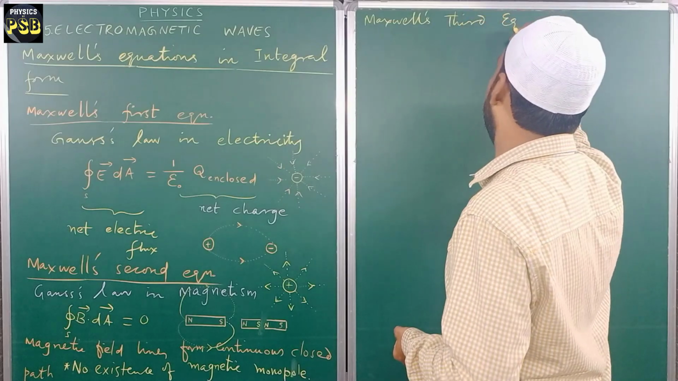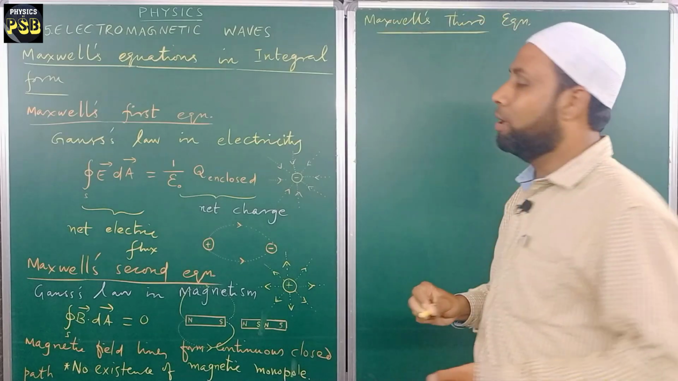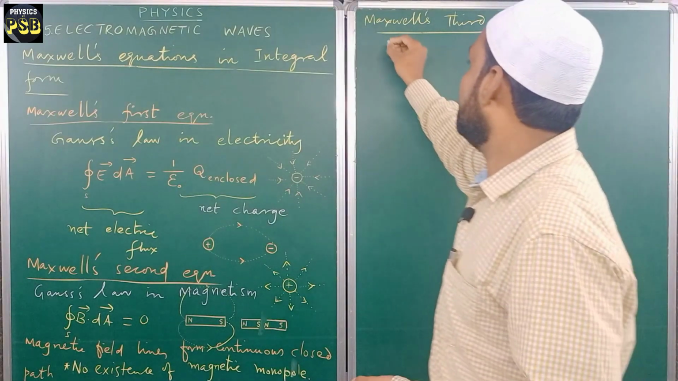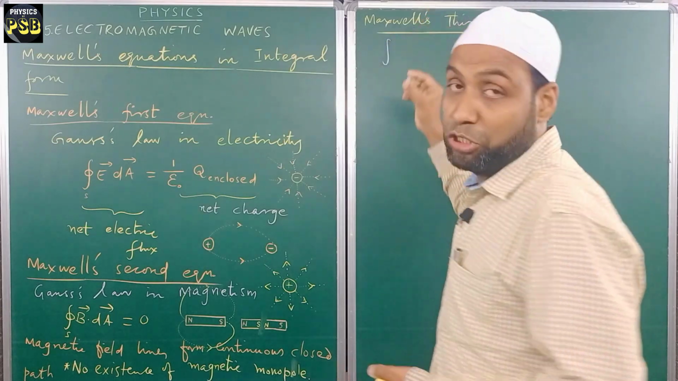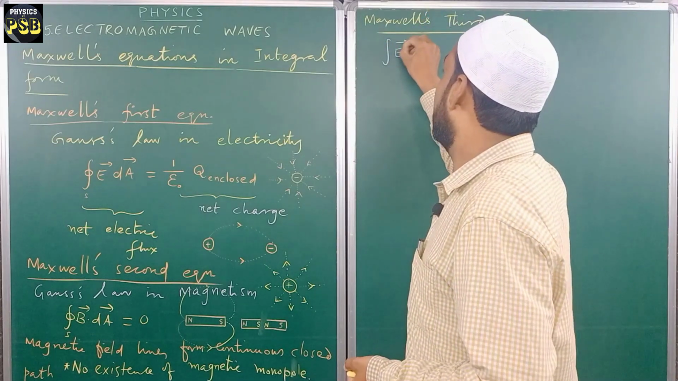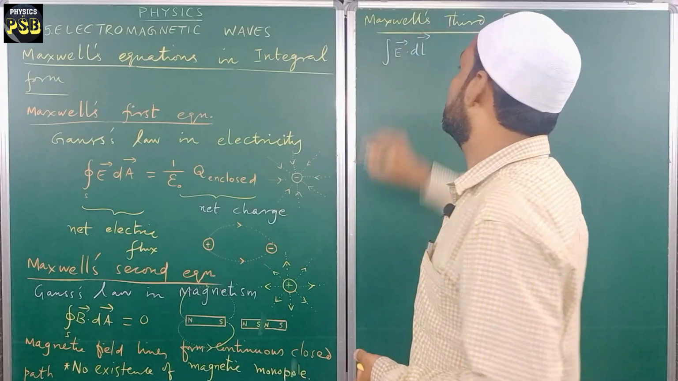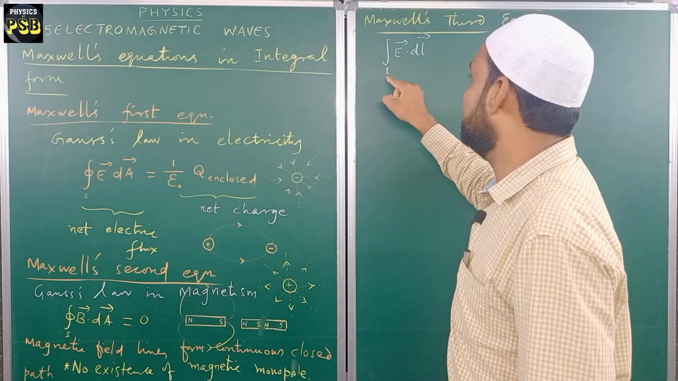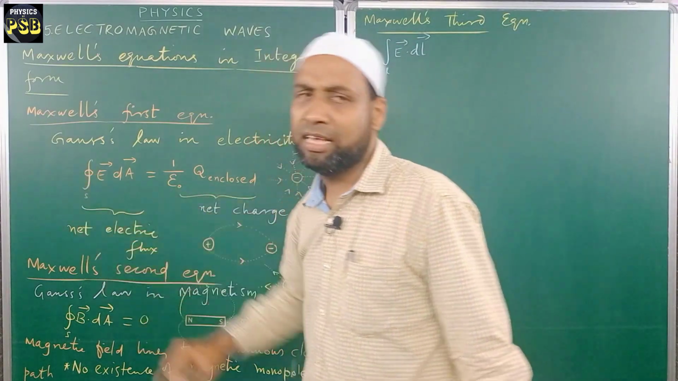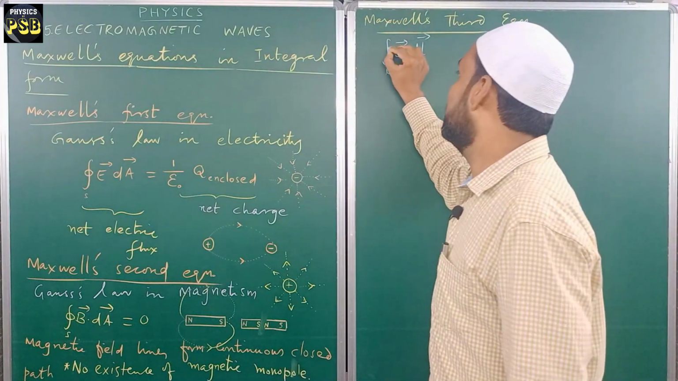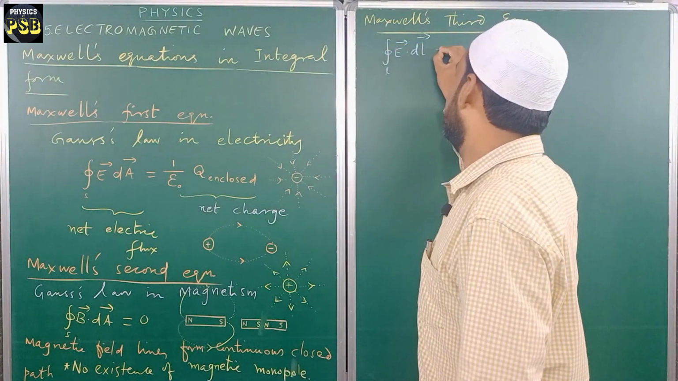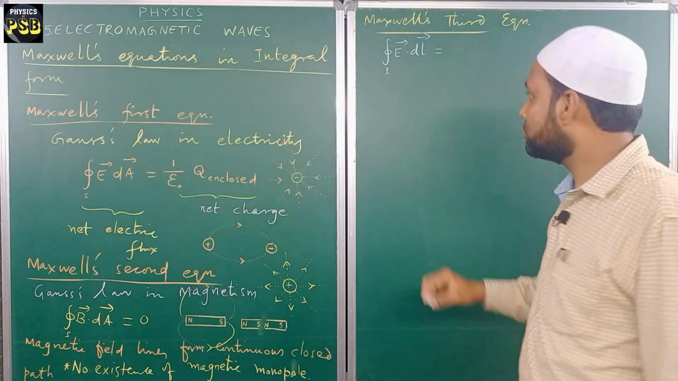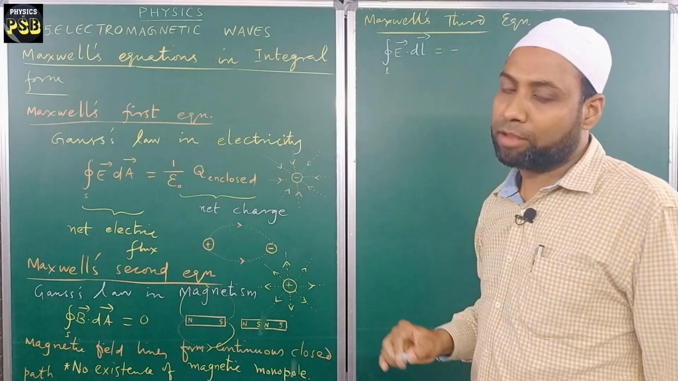Third equation. Maxwell's third equation is written as a line integral of the electric field over a closed path. If I write L here, it means line integral. If I write S here, it means it is a surface integral. Remember that. Over a closed path, it is equal to the rate of change of magnetic flux.